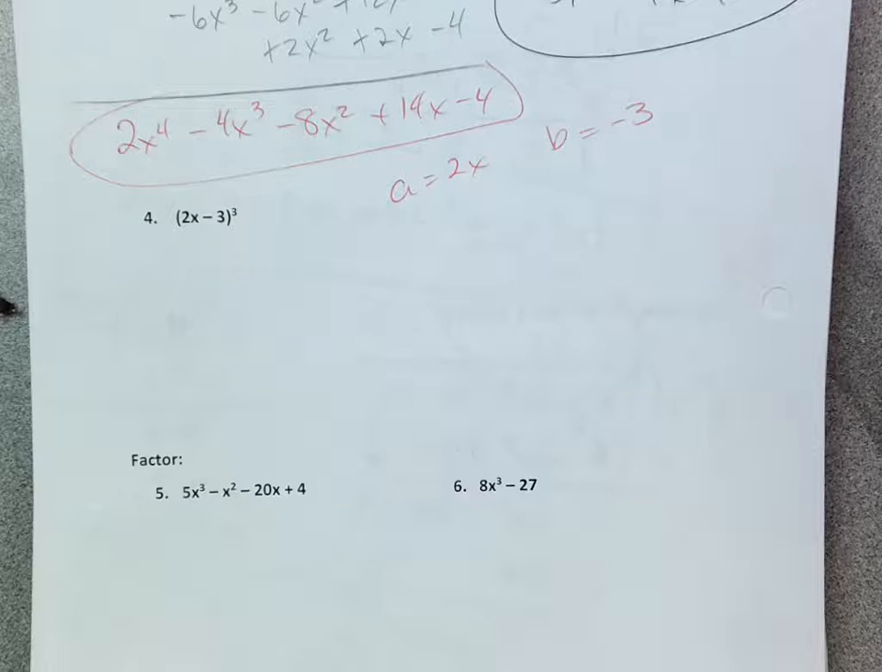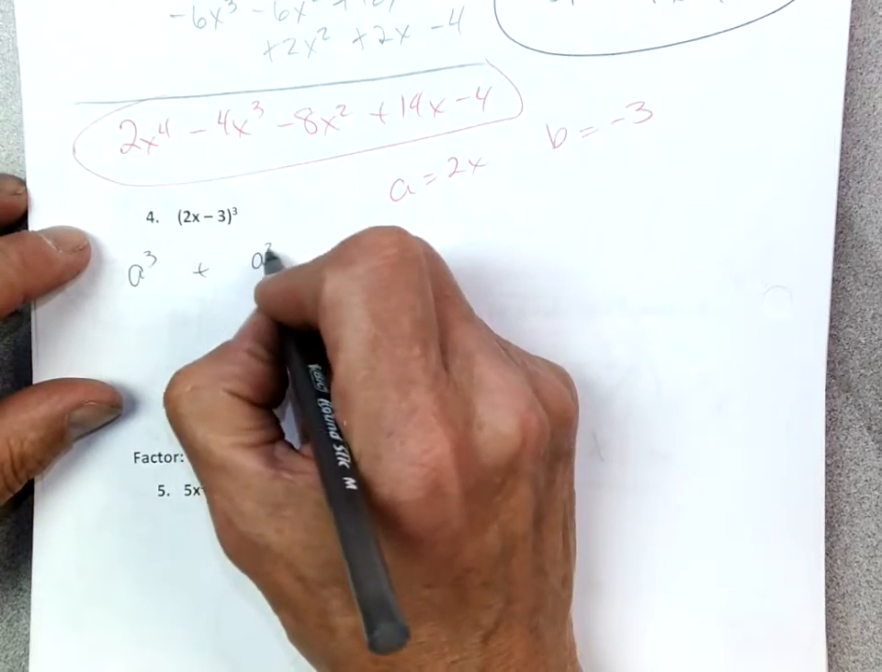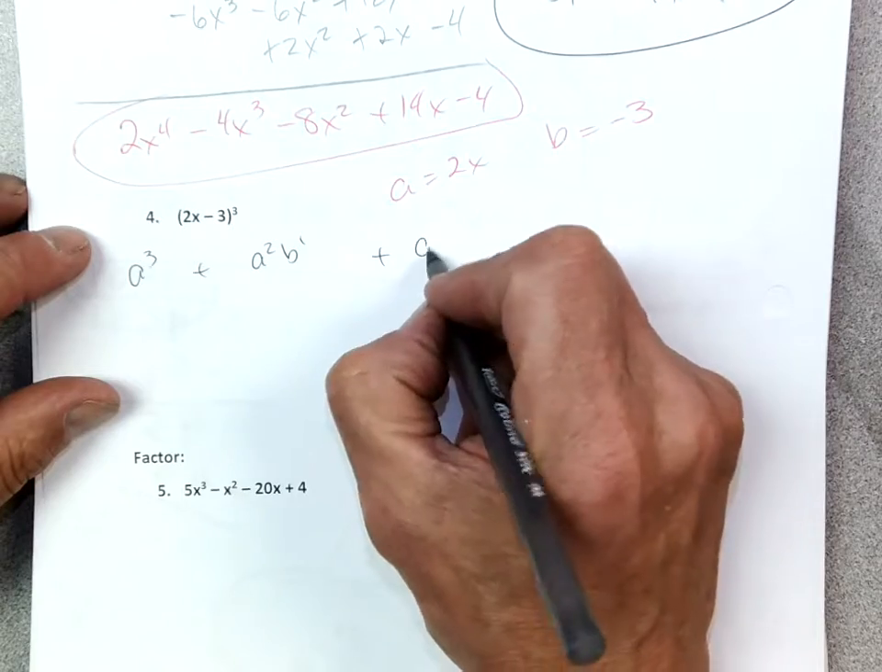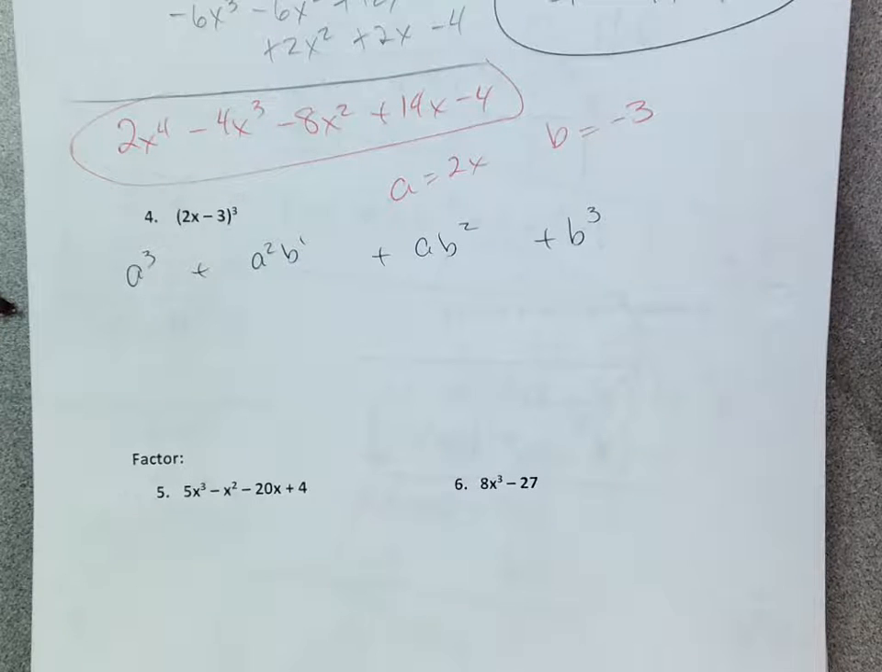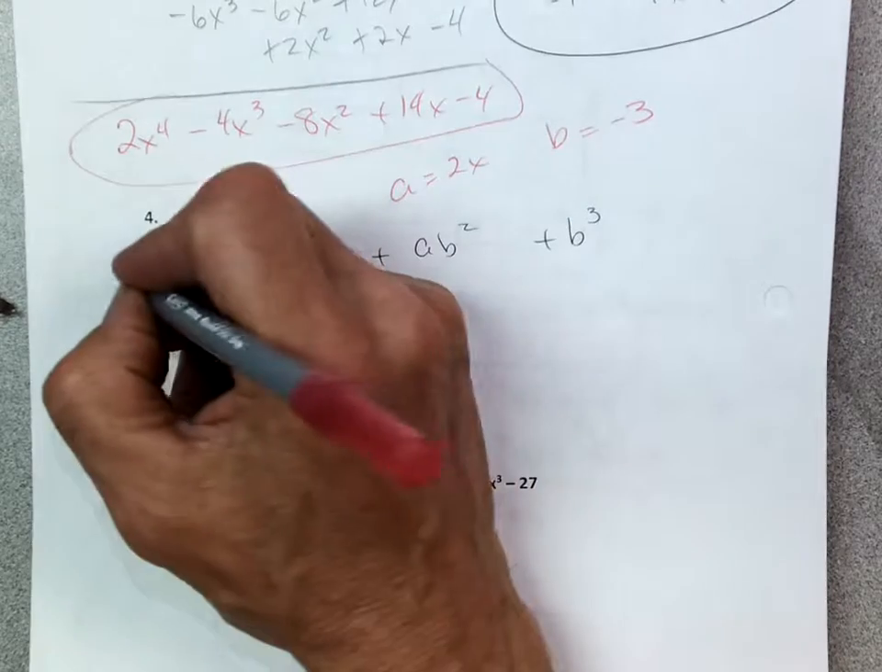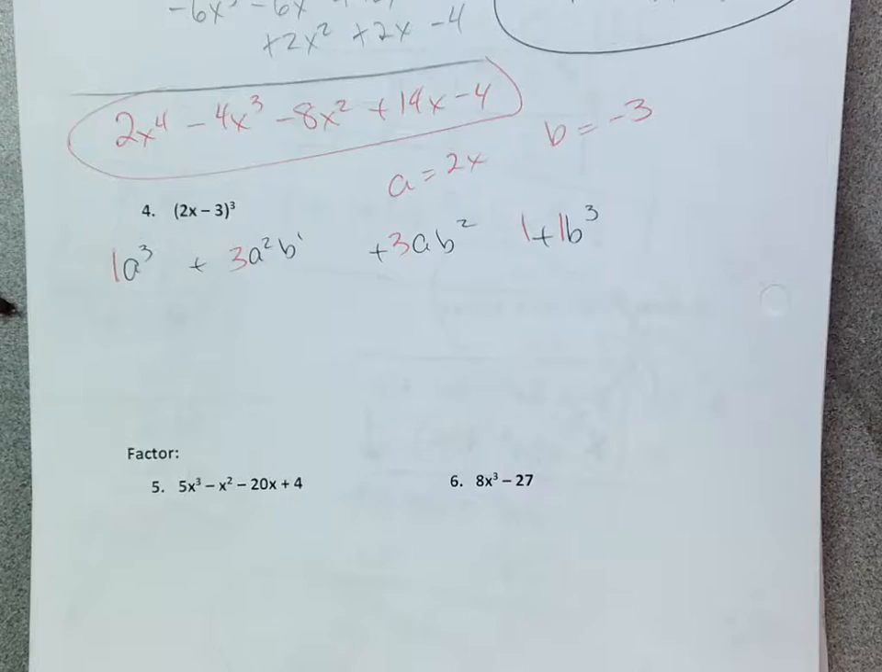To make this easy, I'm going to put the third row back up: 1, 3, 3, 1. That's the third row. So I like to do this: a to the third plus a squared b to the 1 plus ab to the 2 plus b to the 3. And I left out the zeros because they're redundant. You guys okay with leaving out the zeros? So we're going to go 1, 3, 3, 1, and I got that from Pascal's triangle.